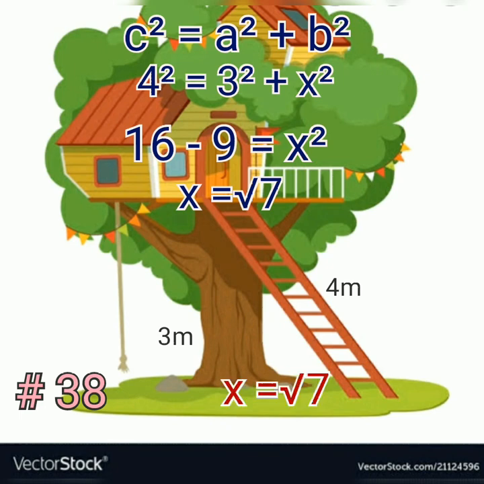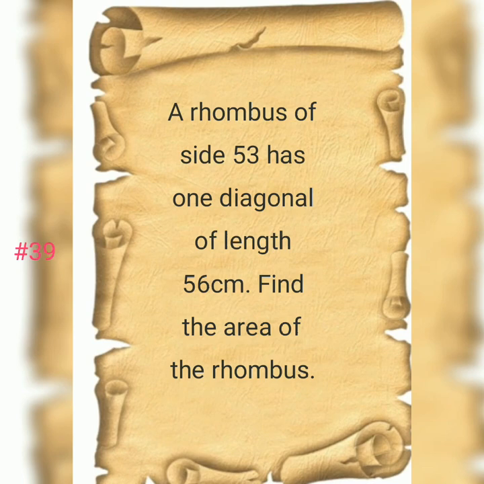A rhombus of side 53 has one diagonal of length 56 cm. Find the area of the rhombus.